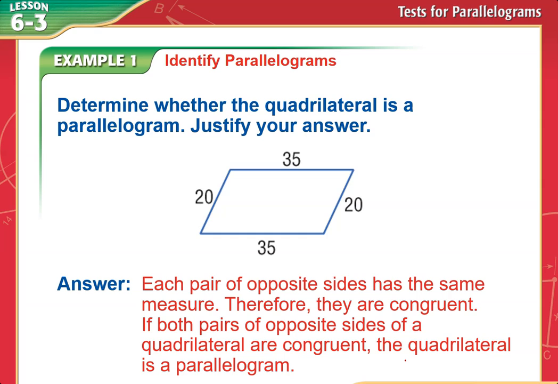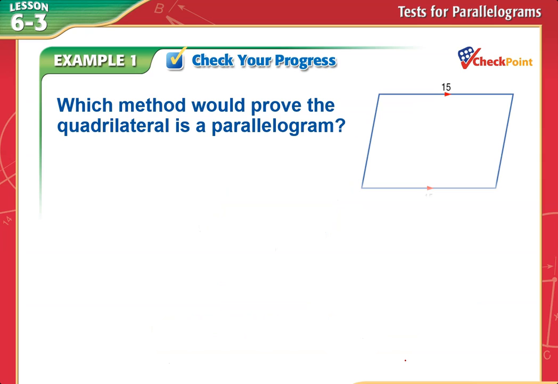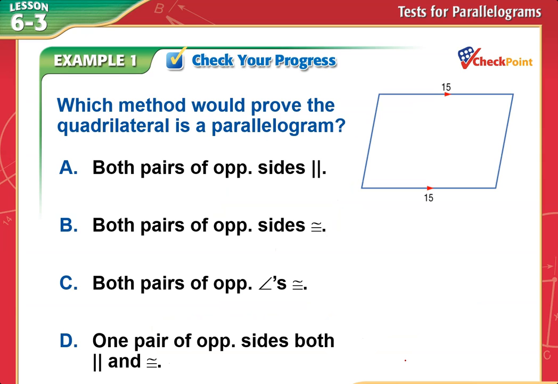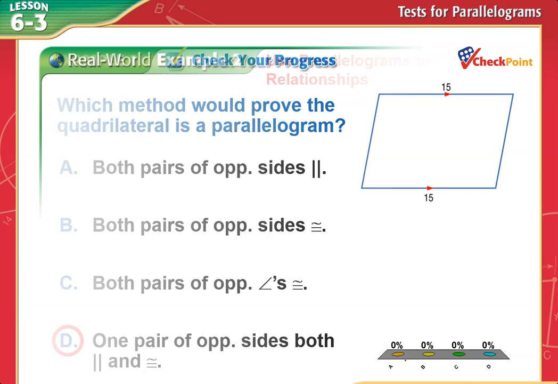Which method would you use to prove the following quadrilateral is a parallelogram? Go ahead and pause your video and make a choice. Good. If you said one pair of opposite sides are both parallel and congruent, you chose the right answer. Okay, here's a real-world example.